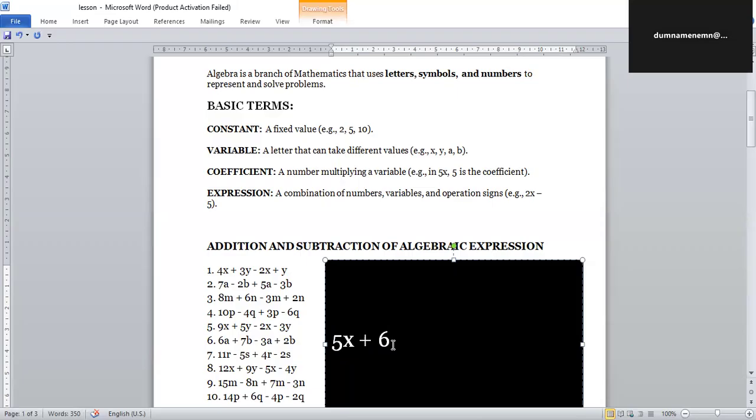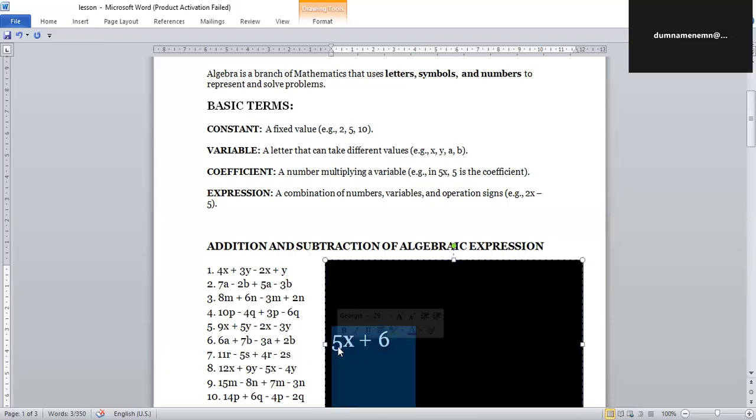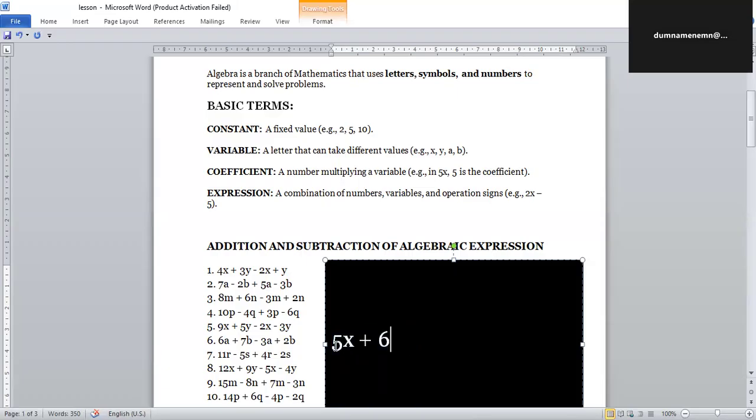Then the next thing is coefficient. A coefficient is a number multiplying a variable. If you look at this expression, 5x plus 6, you will see that 5 is multiplying x. Or you can put it this way, any number attached to a variable is a coefficient. So 5 is attached to x without any other sign splitting it. So 5 is the coefficient of x. Then finally, another term we need to consider is expression itself. That is a combination of numbers, variables, and operation signs. That will give you a simple expression.